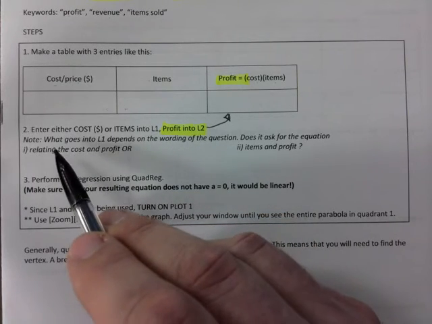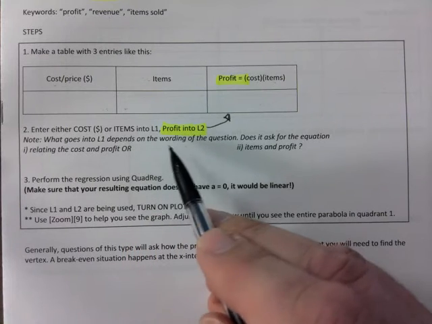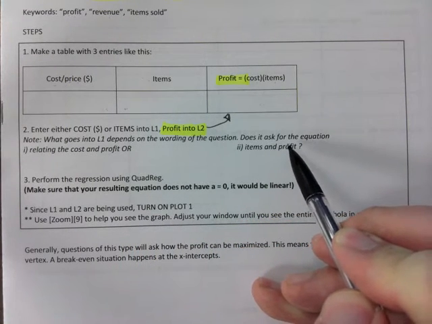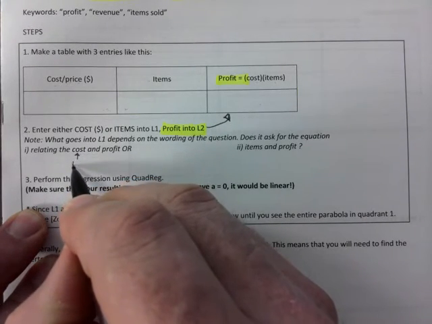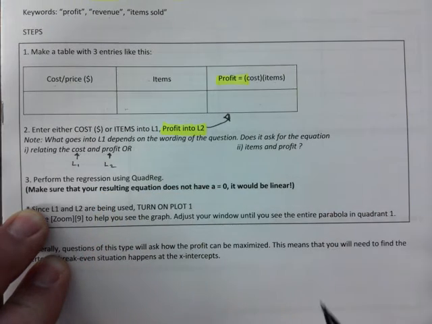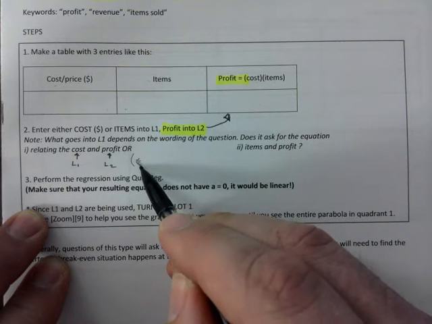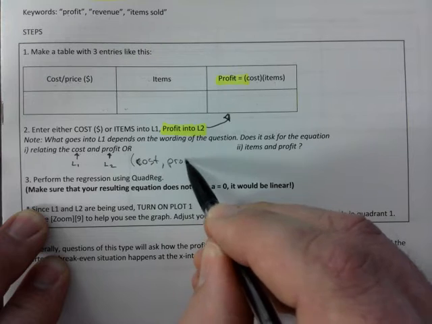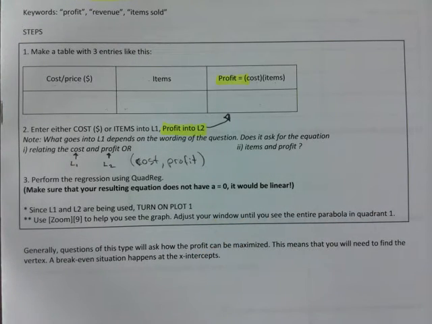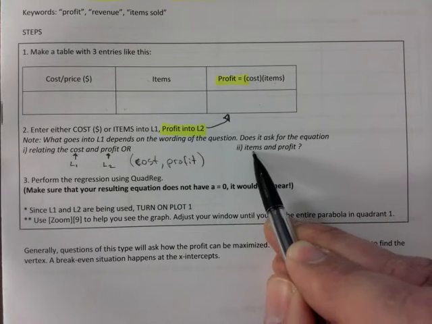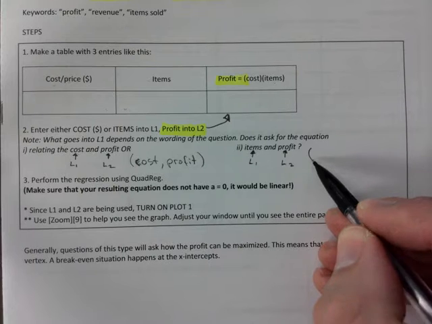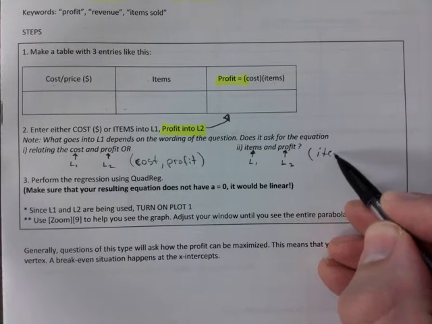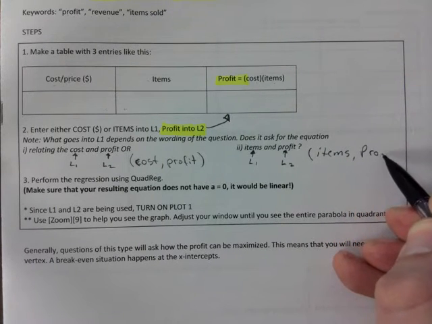And this is how you will know. Note, what goes into L1 depends on the wording of the question. Does it ask for the equation relating the cost and profit, right? In which case you would put this into L1, and then you would put this into L2. And then every point would be cost and profit, right? Total profit, total revenue. Or does the question ask you to come up with the equation relating items and profit? So you would put this into L1, and this goes into your L2. And in that case, once you generate the equation, every single point will tell you how many items were sold to make a certain profit. Okay.